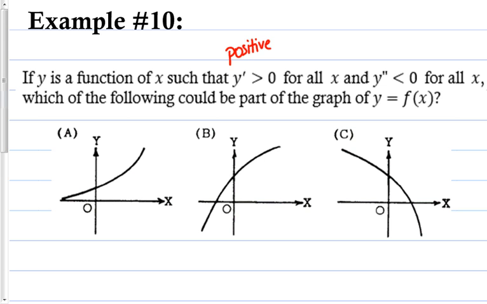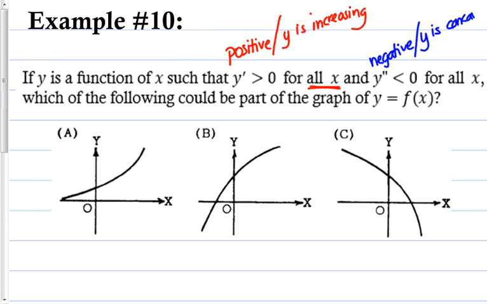Y prime being bigger than 0, right, means it's positive. Y prime is positive. And when y prime is positive, that means that my original y is increasing. So right now, I need a function that is increasing for all x. That means everywhere. There is no part that's decreasing. Y double prime is less than 0. That means that y double prime is negative. And when the second derivative is negative, my actual function is going to be concave down.